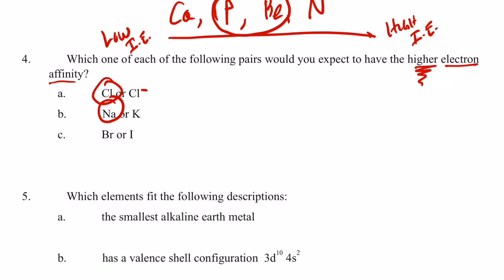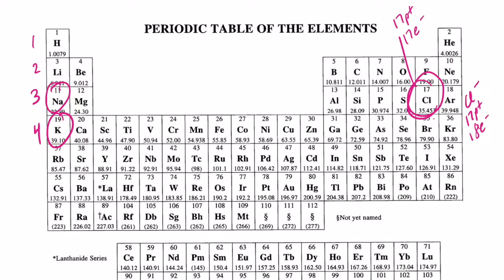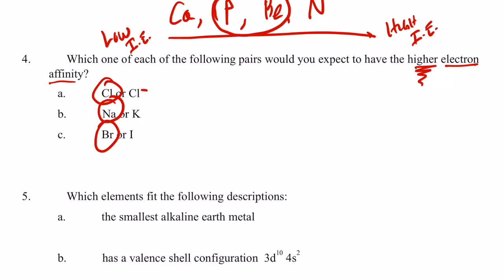And then finally Br or I. So Br is over here, I is over here. Once again, Br is smaller. It'll have an easier time attracting electrons to itself. So those would be my 3 choices for question number 4.